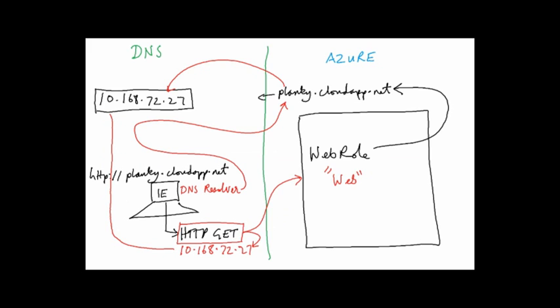Okay, that's the basics. Now most people don't want to use names like planky.cloudapp.net. They'd prefer a name like planky.com. And for that we need CNAME records. So let's have a look at how that works using CNAME records.